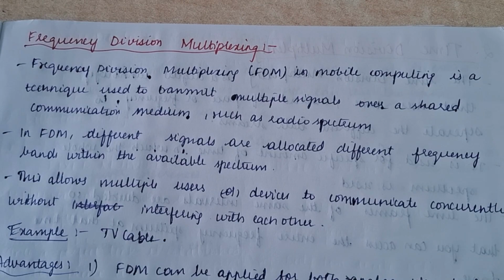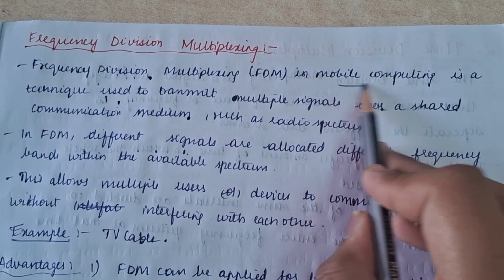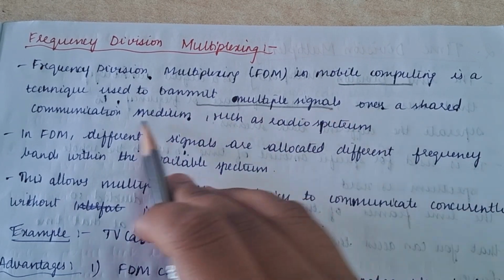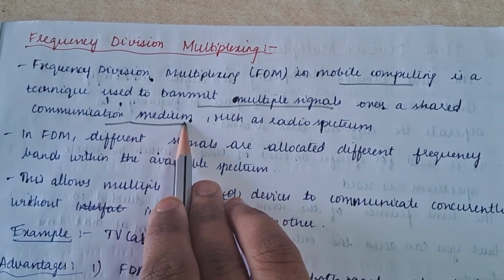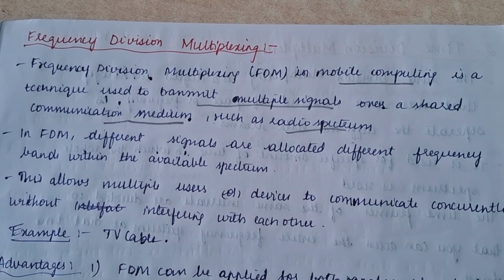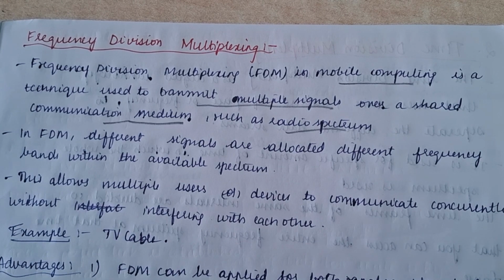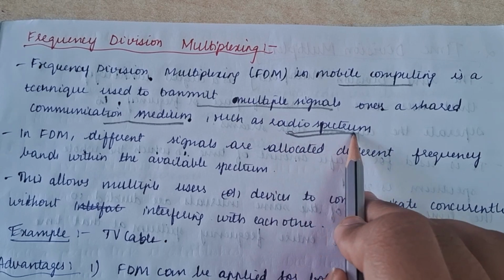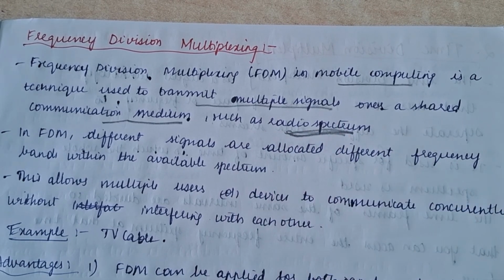What is frequency division multiplexing? In mobile computing, it is a technique to transfer multiple signals over a shared communication media, such as the radio spectrum. As in the multiplexing definition, it transfers multiple signals over a shared media to provide a single signal. It is the same as a radio spectrum.